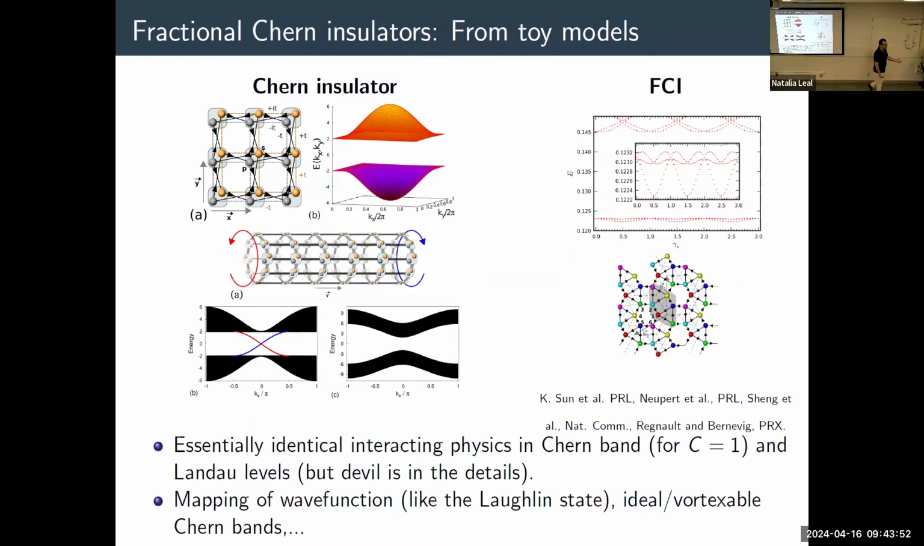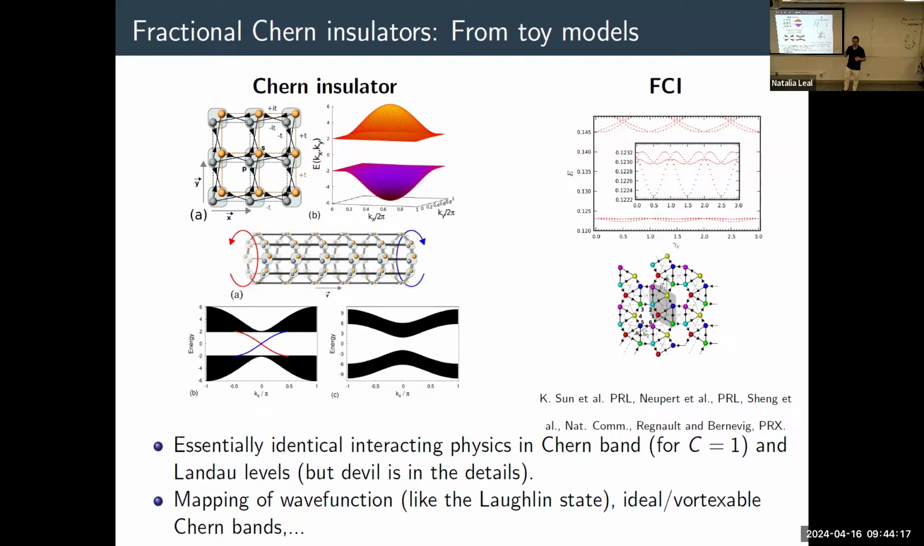So, can we realize the fractional quantum Hall effect without the magnetic field? Well, you could say it's pretty simple. Let's take any model that gives us a Chern band. This is a very simple one. It's a tight-binding model where you have two orbitals per unit cell. So once again, spinless fermions. So you have two bands.